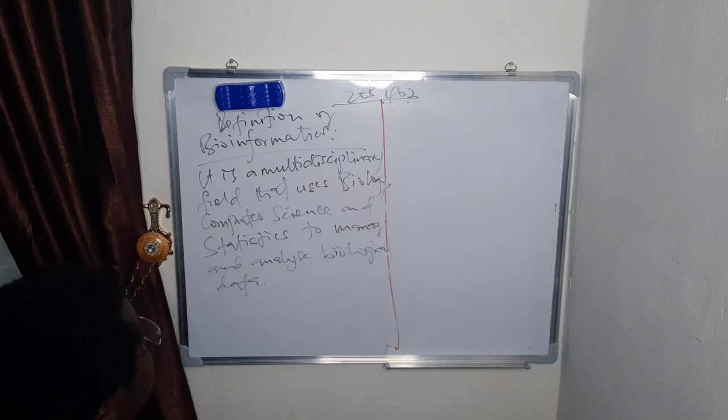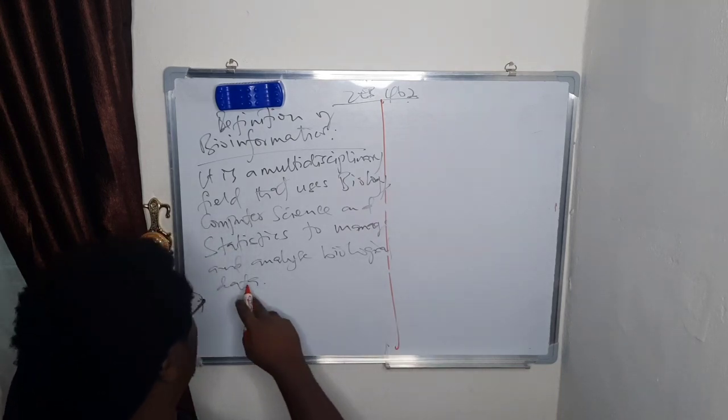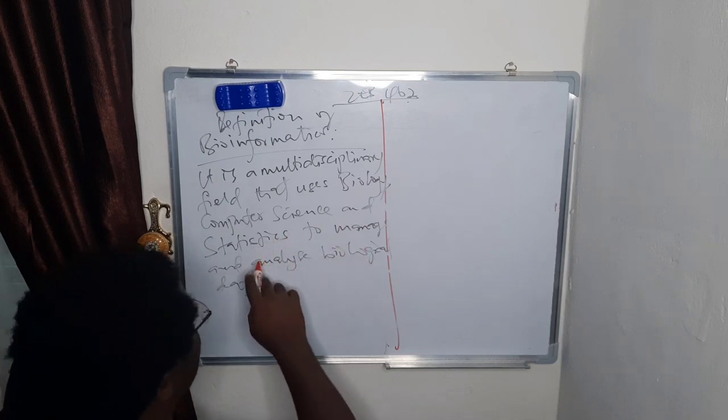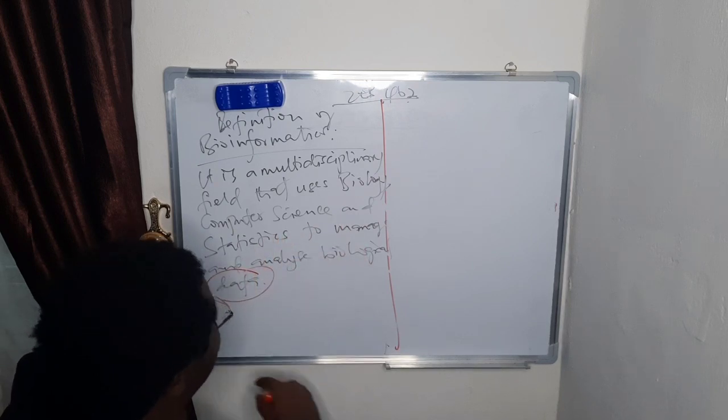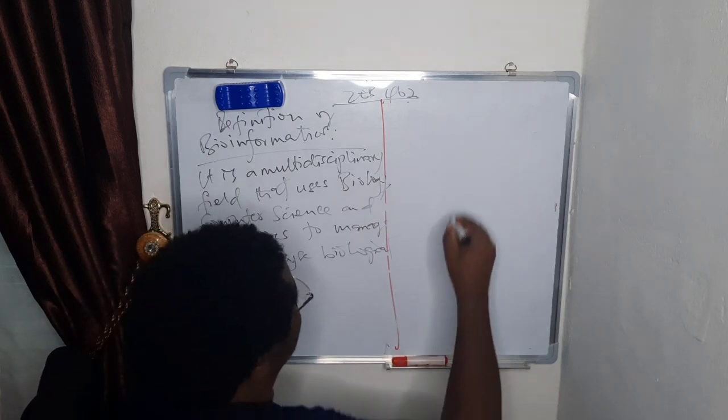Now, having defined this, the next one is we look at biological data. So let's look at data types.